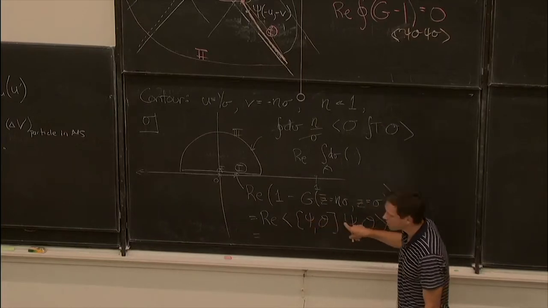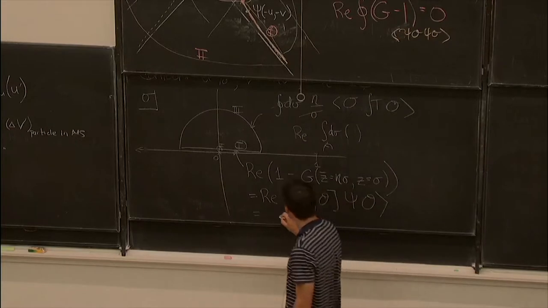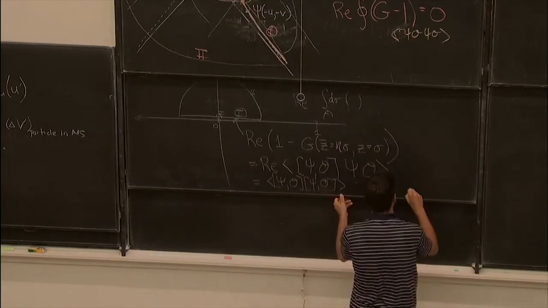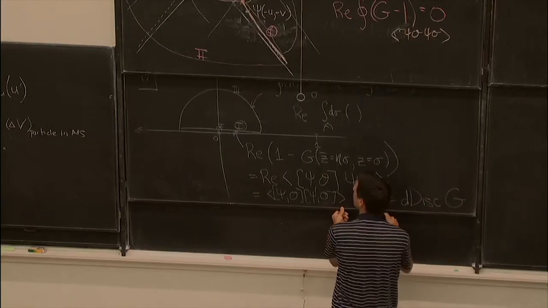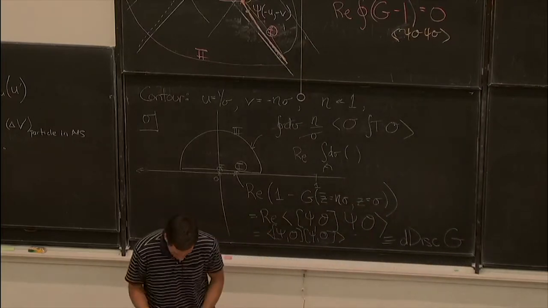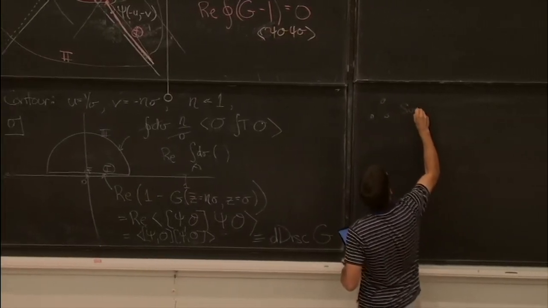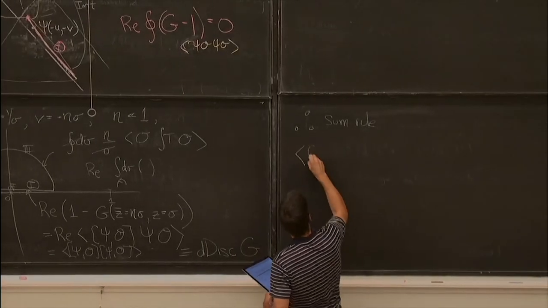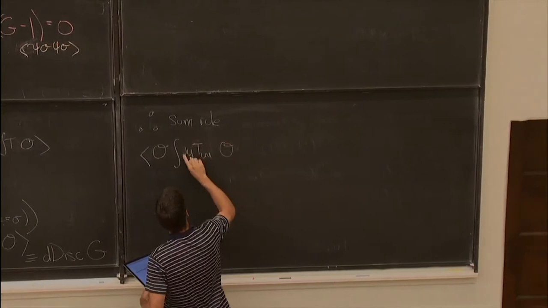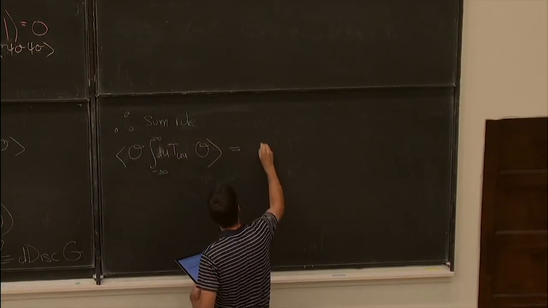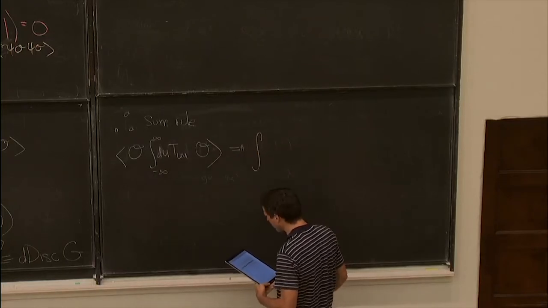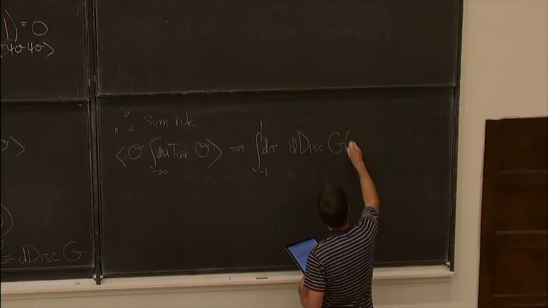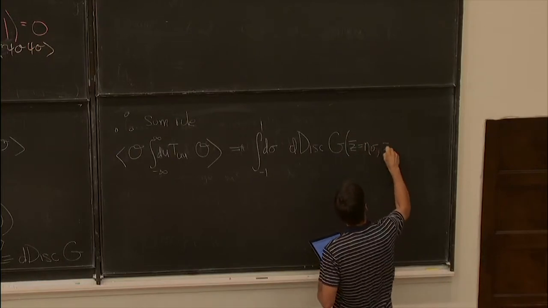So this combination here, the real part of the commutator, is the double discontinuity. This is the definition of the double discontinuity. It's a double commutator, psi, comma, o, which is d disc g. So the conclusion is that these two terms have to be equal and opposite in order for them to integrate to zero. So you get a sum rule that says that the nth contribution is equal, up to some coefficient that you can calculate, to the integral from minus 1 to 1 of d sigma of d disc g of z bar equals eta sigma, z equals sigma.